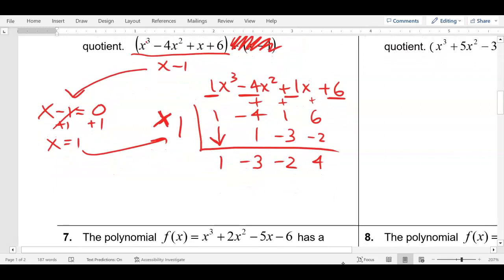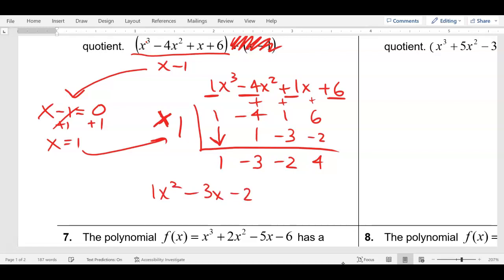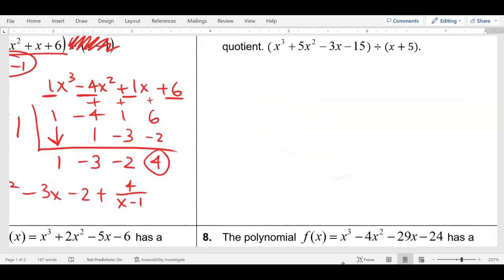Okay? So the highest power here was 3, so these are going to start one below at squared. So 1x squared minus 3x minus 2, and then plus, you got 4 over this denominator, x minus 1. Okay, there's your synthetic division. We're going to do the same thing over here.